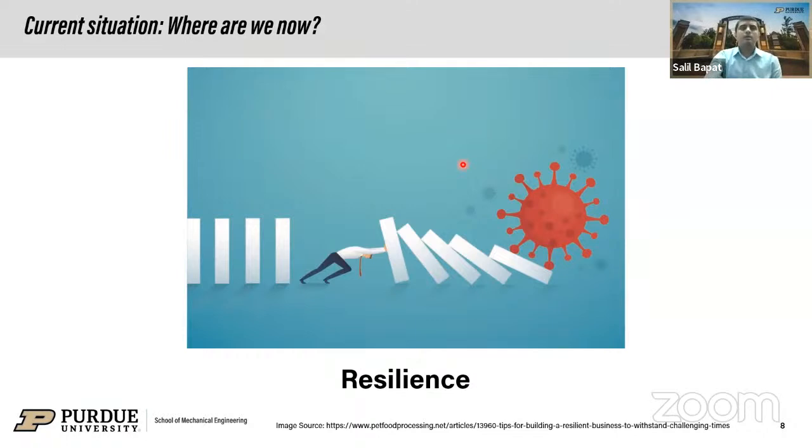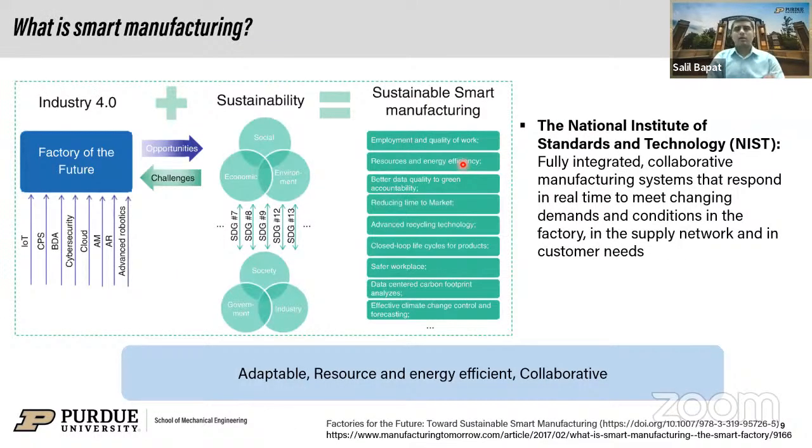Keep that as a background, and now let's look at how the National Institute of Standards and Technology defines smart manufacturing. Smart manufacturing per NIST is defined as a fully integrated, collaborative manufacturing system that responds in real time to meet changing demands and conditions in the factory, in the supply network, and in customer needs. So when we are talking about smart manufacturing, you also need to take the aspect of sustainability into the picture.